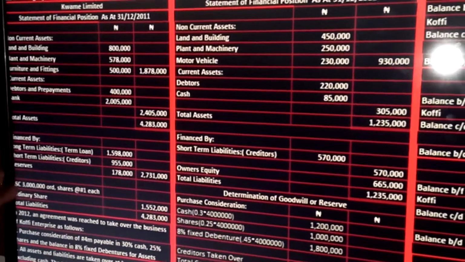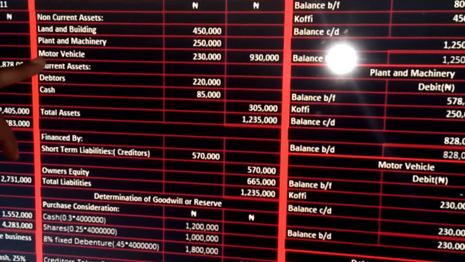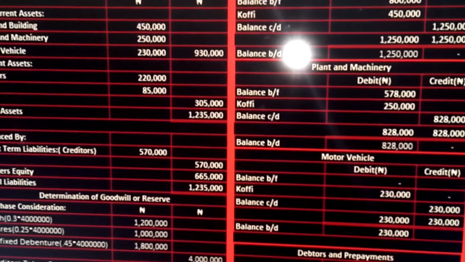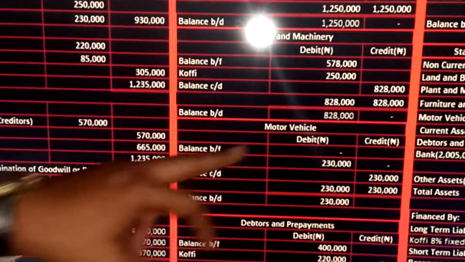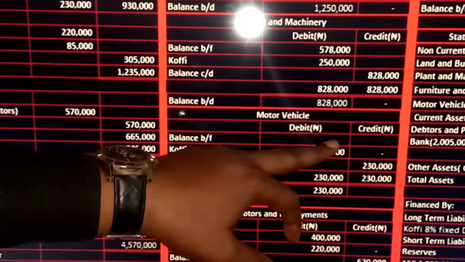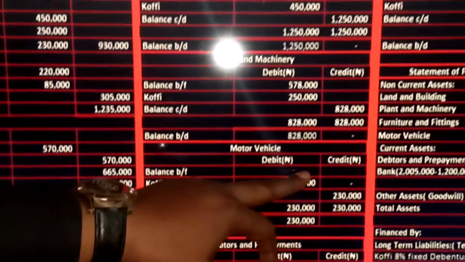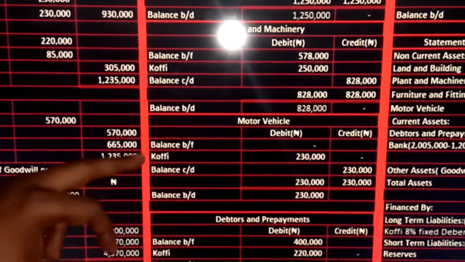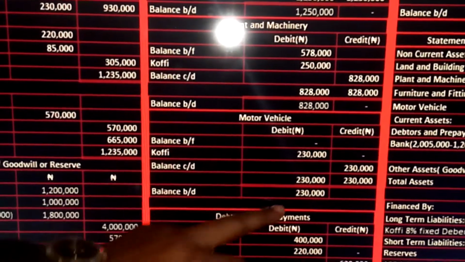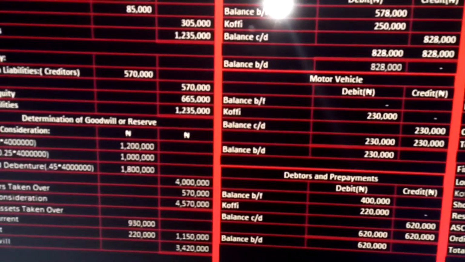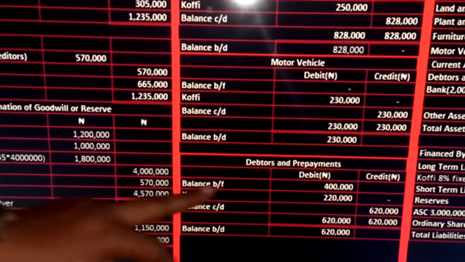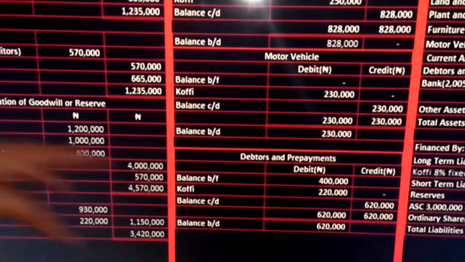Motor vehicle. Is there motor vehicle in Kwame's book? No. But there's motor vehicle in Kofi's book. Remember, Kwame took over asset and liability. So Kwame took over the motor vehicle. Opening balance, nothing, because Kwame did not have motor vehicle. But Kofi has. So he's taking over Kofi's at 230,000. That's the new value for motor vehicle. Kwame also took over debtors. What's the debtor balance from Kwame? Balance before is 400,000. Look at it here.